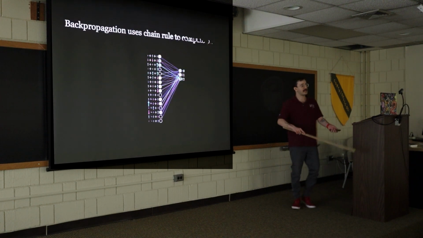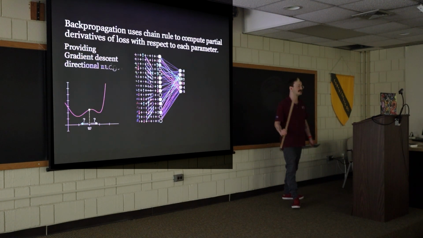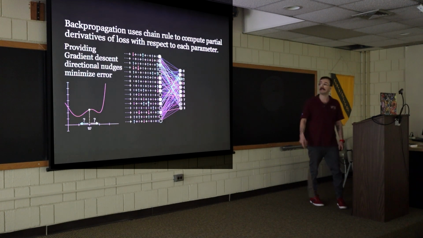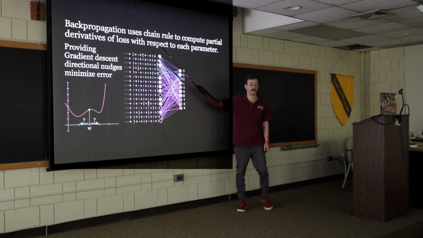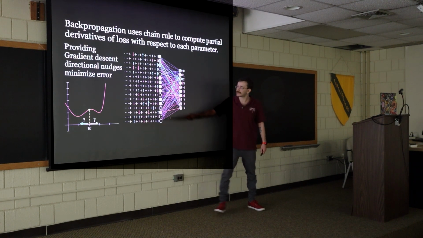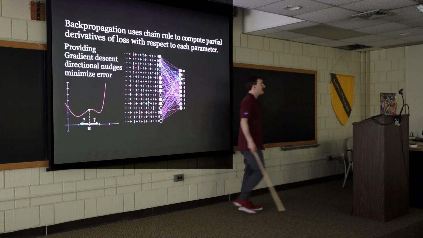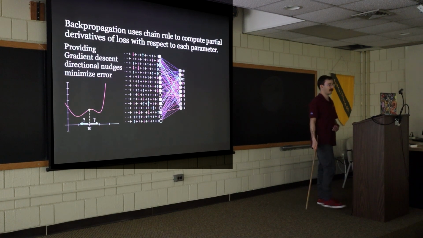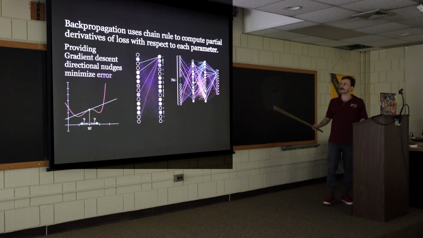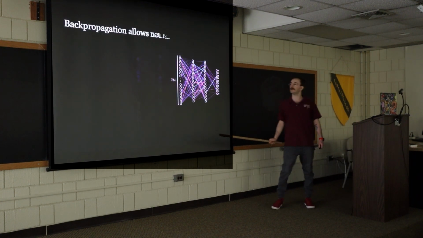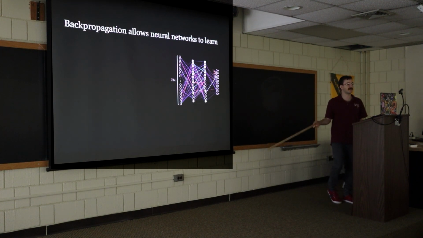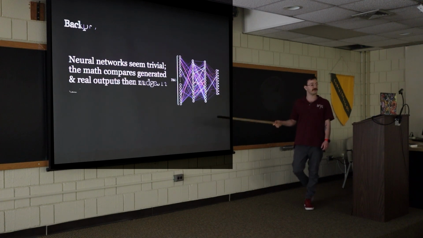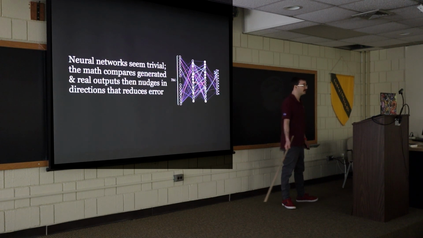So forward propagation and backpropagation are really all you need to know to understand how neural networks are learning. It's the chain rule that computes the partial derivatives of loss with respect to each parameter, and this provides gradient descent. They call it descent because it's descending, the nudges that it needs to minimize that error. And this feels really weirdly simple, right? Because all you're really doing is comparing the real and the generated outputs, and that's allowing a neural network to learn. It seems trivial, right?